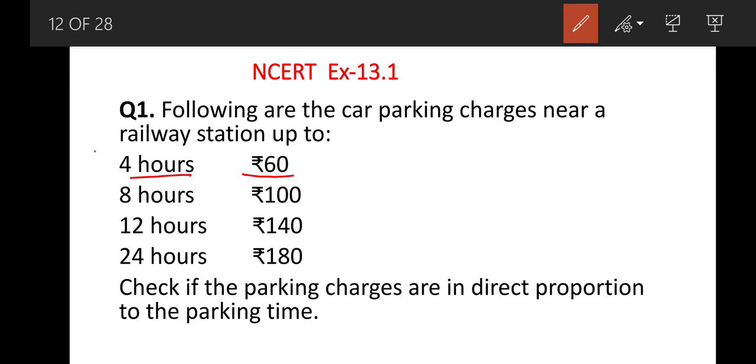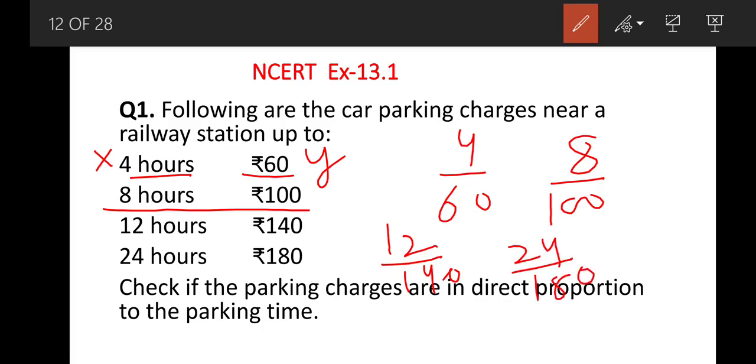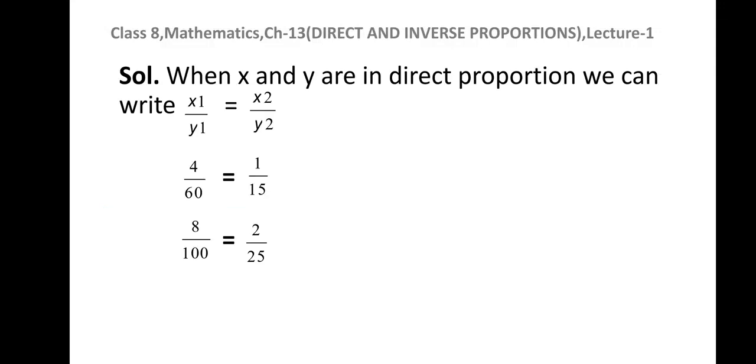So this I am taking x and this is y. So x over y: 4 over 60. We need to solve 8 over 100, this is the second value. Then 12 over 140, 24 over 180. We need to find their ratios. If these ratios are the same, then we can say they are in direct proportion. If these ratios are not the same, then we will say they are not in direct proportion. So let us see the solution.